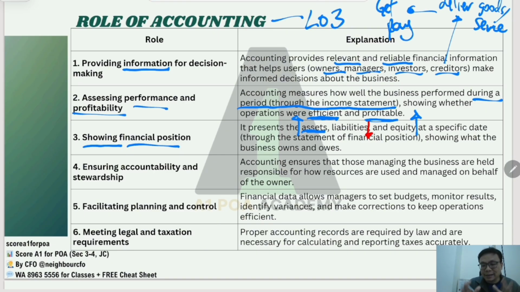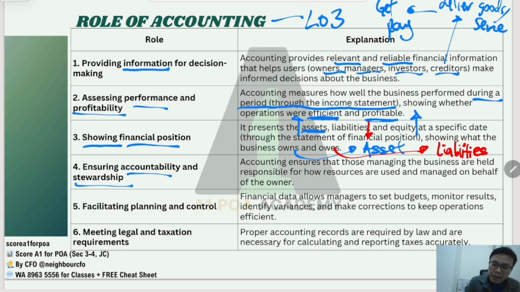So it represents the asset, liability, and equity at a specific date. At a specific date, it can be at the end of the year, and therefore, it is through the statement of financial position showing what the business owns, that is your asset, and what the business owes, and that will be your liability.